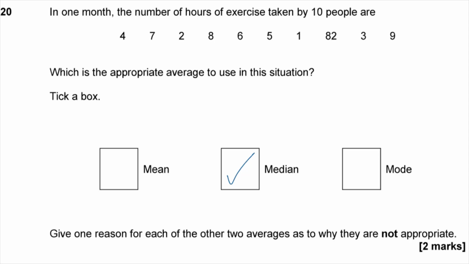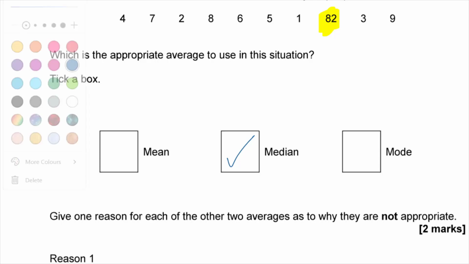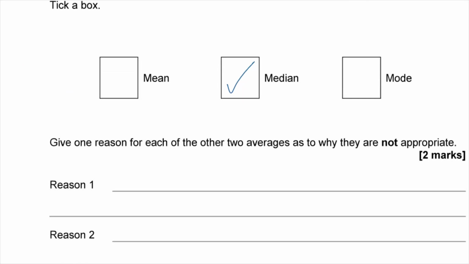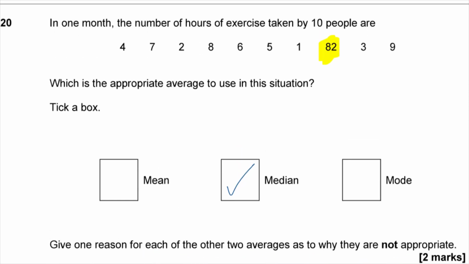Now, why do I think that? Firstly, I don't think the mean is appropriate because of this value here. You notice it's much bigger than the others. We call that one an outlier, and if I add all those numbers up and divide by how many I've got, then that 82 will have a disproportionate effect on the value of the answer I get. So I'm going to write down that 82 is an outlier, some crazy fitness freak in there, and will have a disproportionate effect on its value. Okay, so that's why I don't think the mean is appropriate.